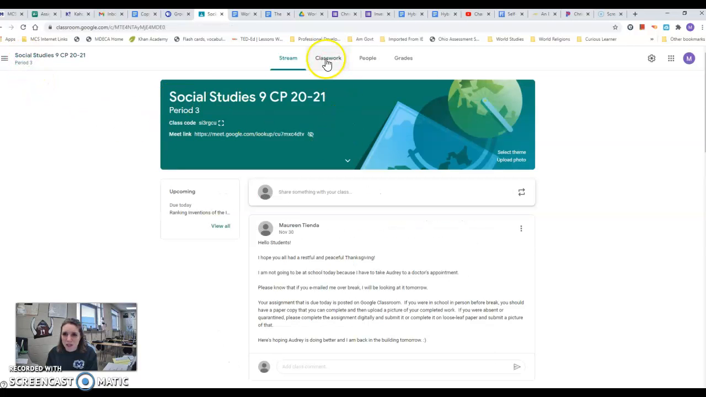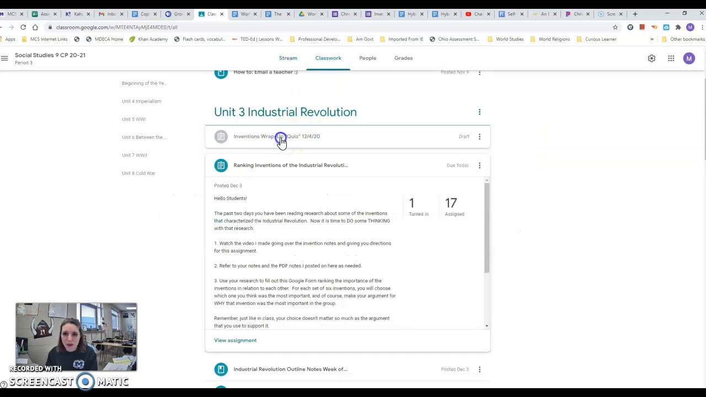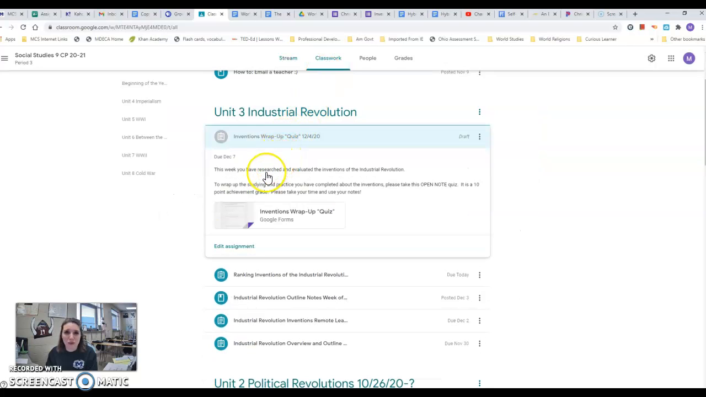Today's assignment that I'm posting is a wrap-up of these inventions. So you guys did research this week about the inventions, you evaluated them yesterday or today to rank those inventions, and this is going to be like a quiz over those inventions. So yes, it's a Google form, yes, it's open note, but it is going to be posted as a quiz grade or an achievement grade, so it's going to be under the weighted category in Progress Book.